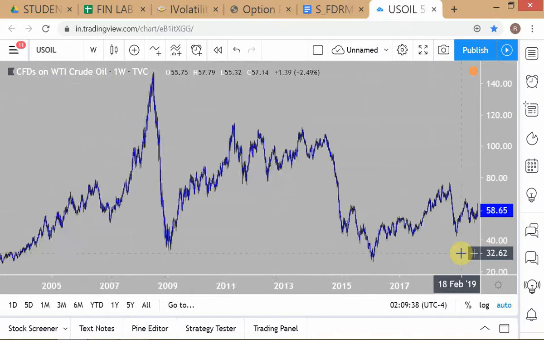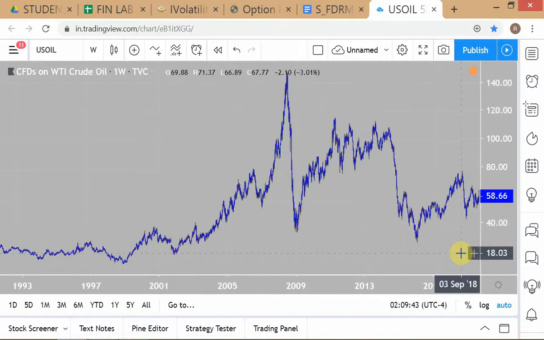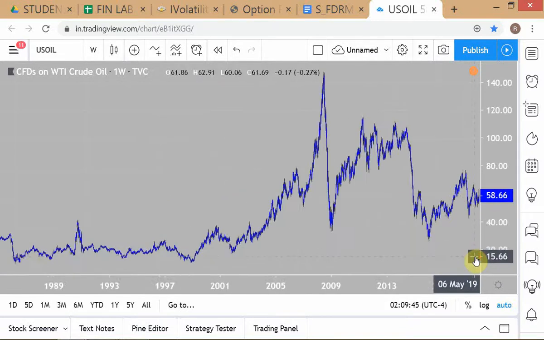So supply disruption should cause what? Prices should go up or down? When there's a supply disruption like this, so prices should go up or down? Up. Why? Because if supply is unchanged, ceteris paribus, demand remains the same, prices should go up. Okay, the basic supply demand logic.